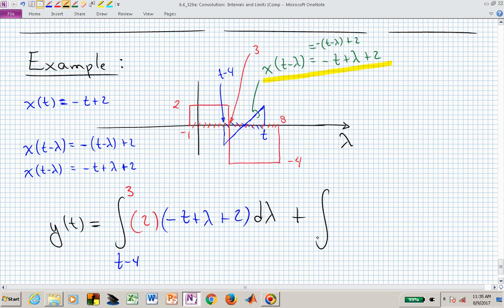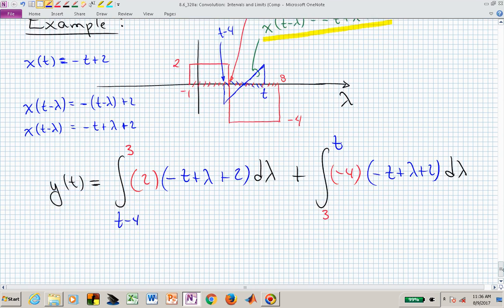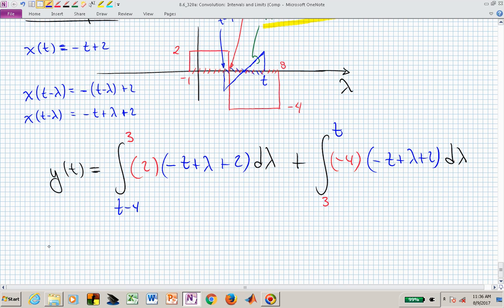We have another piece that has a different functional value for the red curve, and that functional value is -4. And the blue curve is still functionally the same. That's minus t plus lambda plus 2, d lambda. And now we integrate from a lower limit. Where do we have cross-hatching of red and blue? Well, that starts now in this pattern from 3 up to a value of t. And now we would just need to evaluate those integrals. But when is this pattern true?